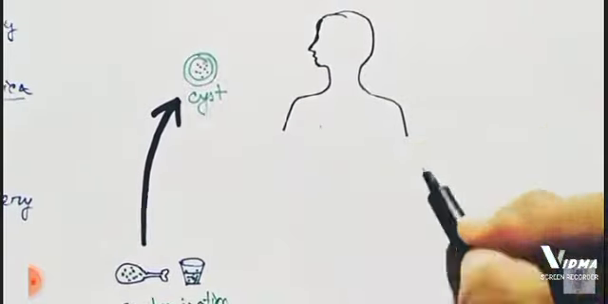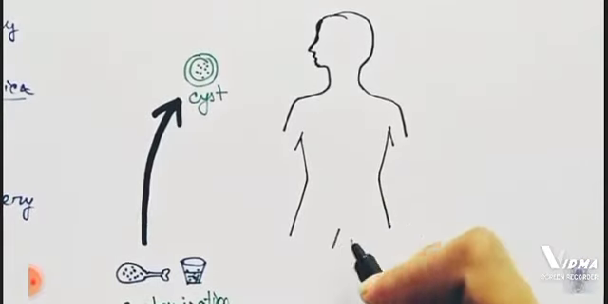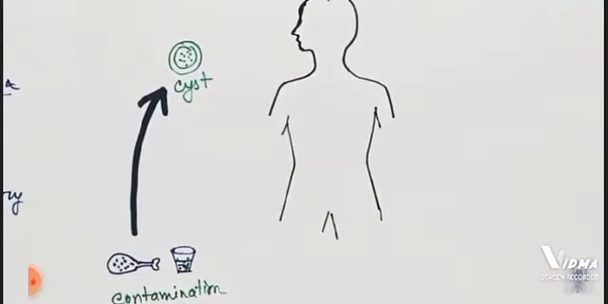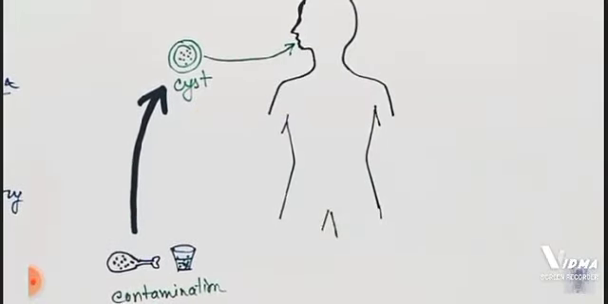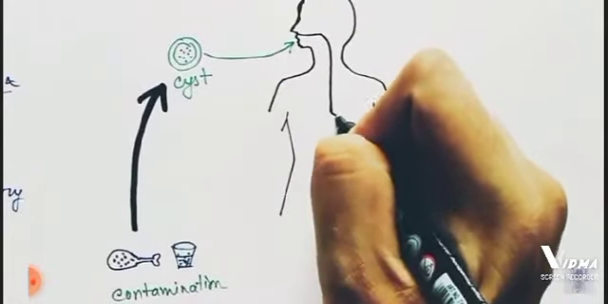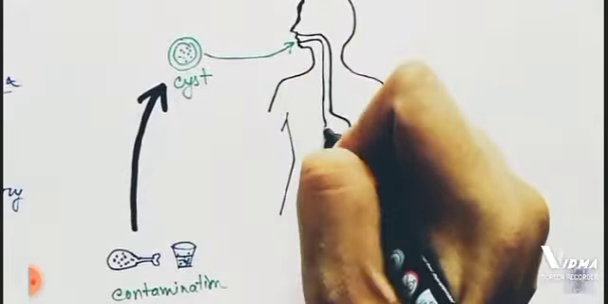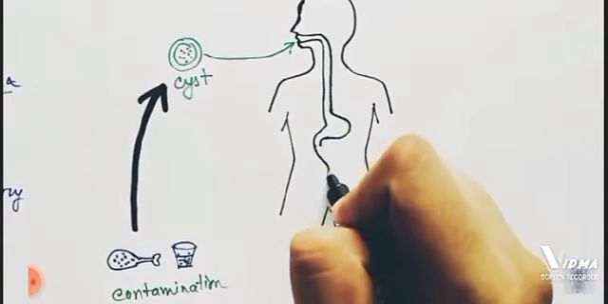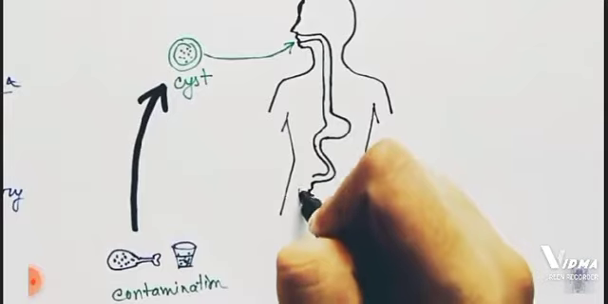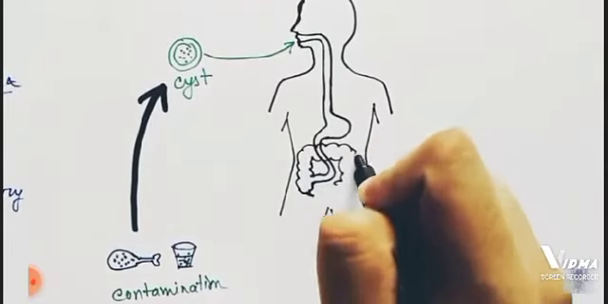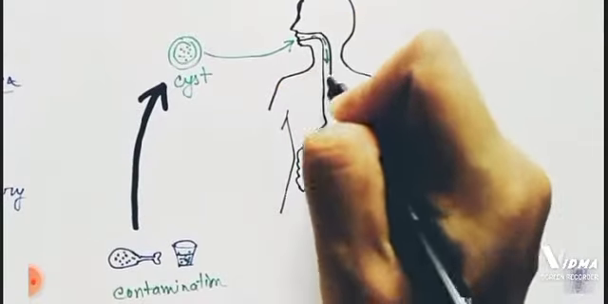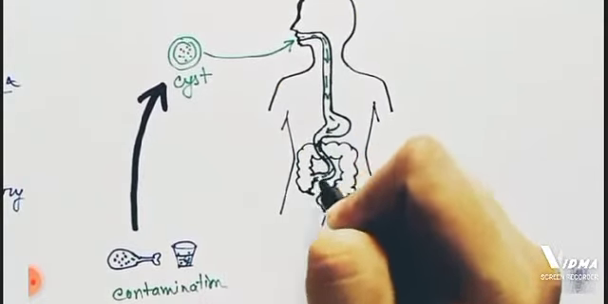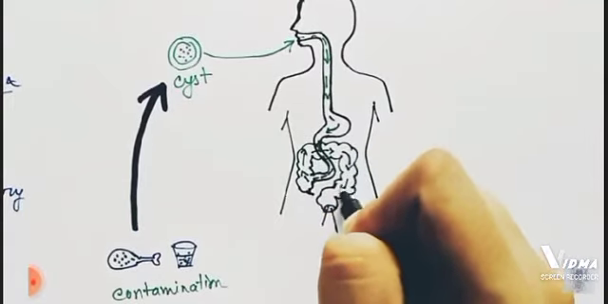This is our body, and the GI tract starts from the mouth and goes through the stomach and reaches the small intestine, and the small intestine opens into the large intestine, and the large intestine ends in the rectum or the anus. Now the cyst enters through the mouth and travels throughout the stomach, small intestine, large intestine, and goes outwards of the body.